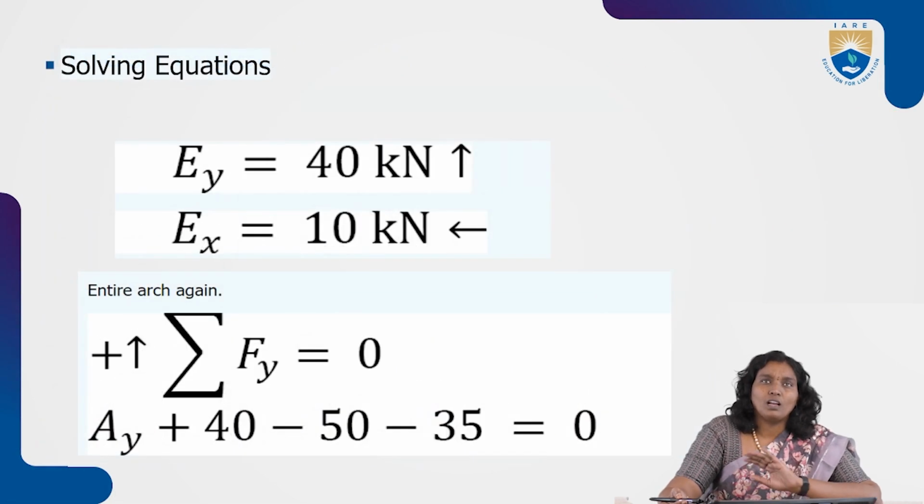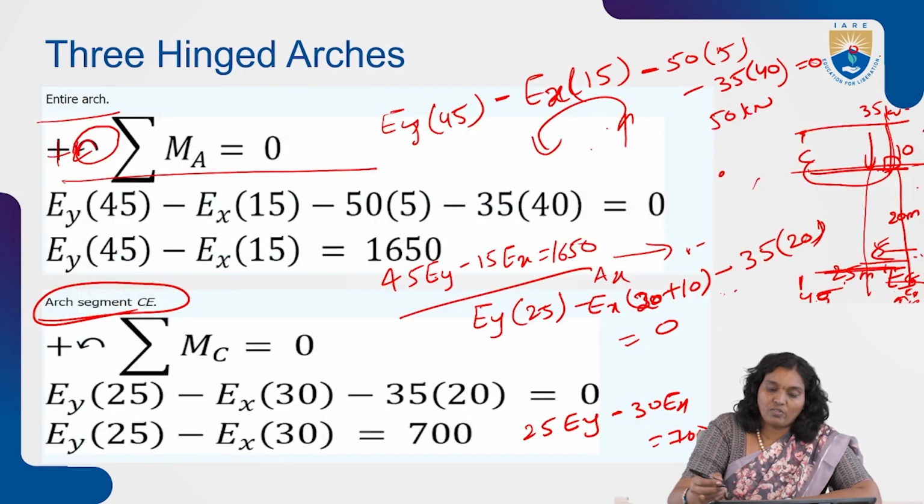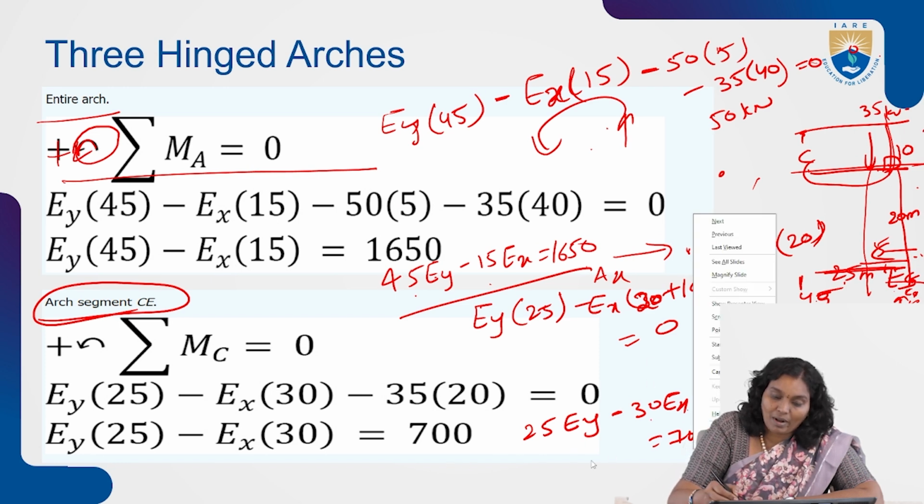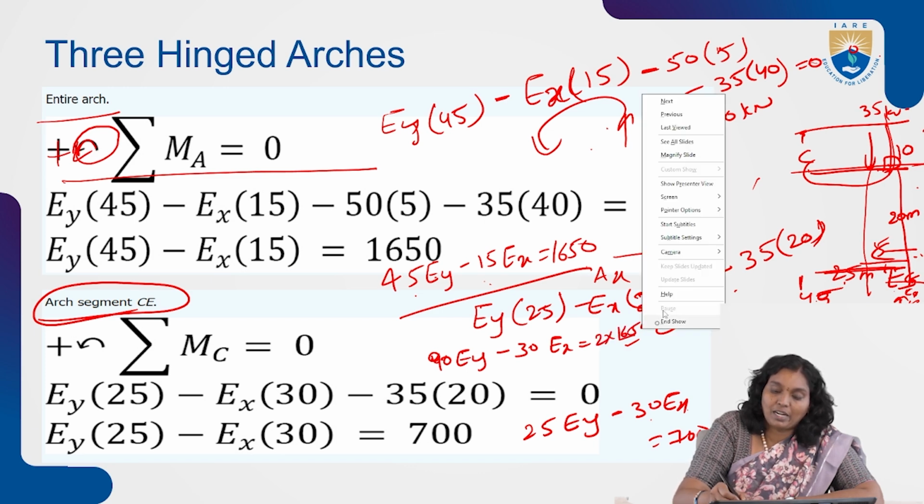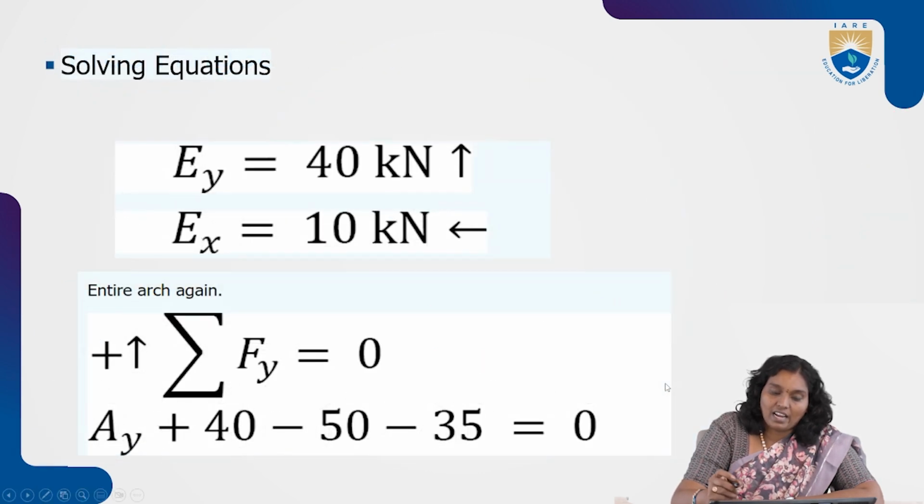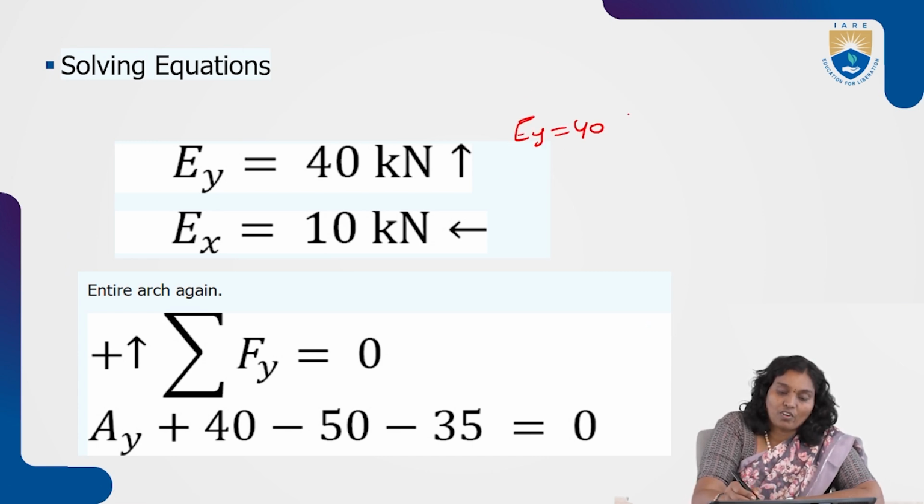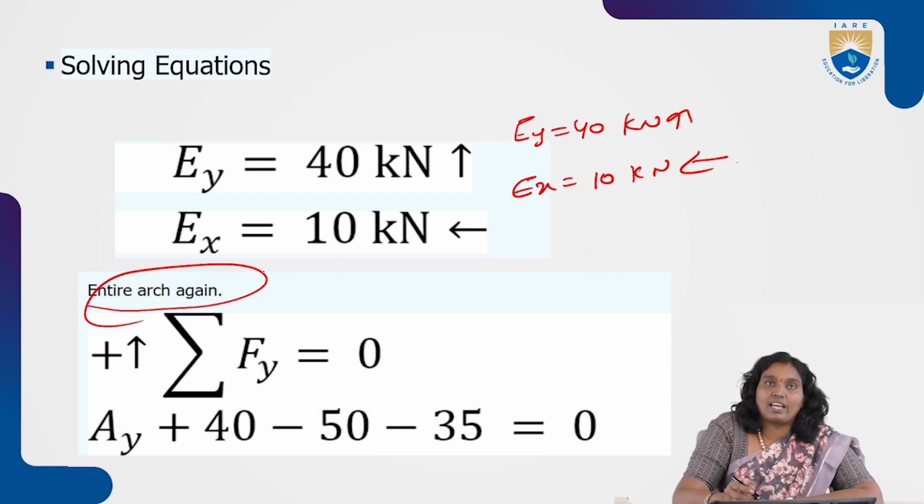Now, after solving these two equations, what are the equations? 45 EY minus 15 EX is equal to 1650, and 25 EY minus 30 EX is equal to 700. So multiply the first equation by 2. So 90 EY minus 30 EX is equal to 3300. Subtract and solve. Finally, we will get EY is equal to 40 kilonewtons upwards and EX is equal to 10 kilonewtons.